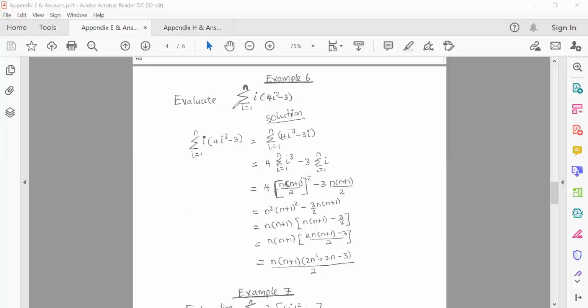All right, example 6, they ask us to evaluate the sum from i equals 1 all the way to n of i times (4i squared minus 3). How do we do this?